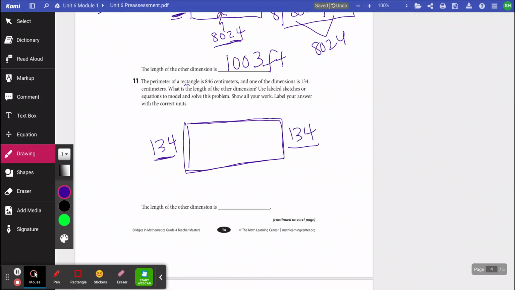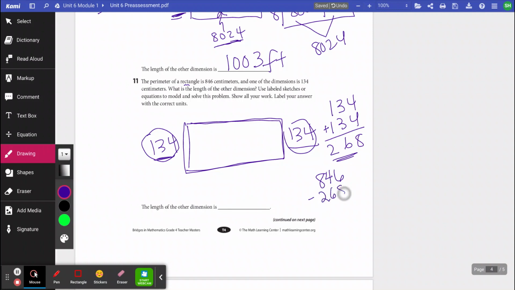They tell me what one of them was, but it's a rectangle, so I actually know what two of them are. And I know the total around is 846. So for these problems, you have to add 134 and 134 to figure out what those two are together, and that's 268. And then I take that total perimeter, 846, and I subtract the 268. I want to make sure I line up my ones and my tens and my hundreds and write really neatly so that I don't accidentally subtract the wrong things.